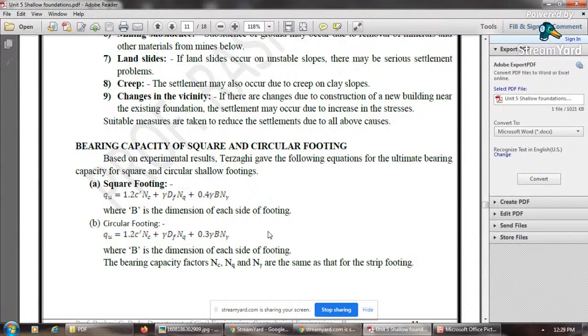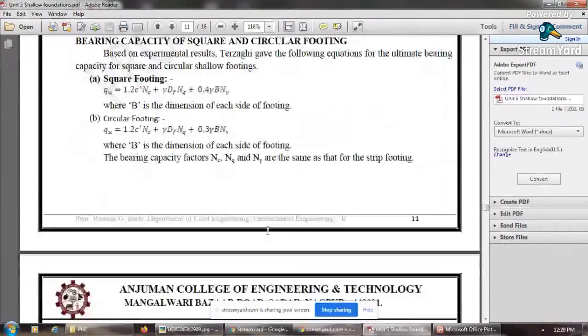Now the next topic is the bearing capacity of square and circular footing. These are the most important formulas which we are going to consider while solving the numericals. So kindly pen down on some pages. Take one page and write down all the formulas for square footing, circular, rectangular, so that while we solve the problem, there will be no confusion about which formula you have to use.